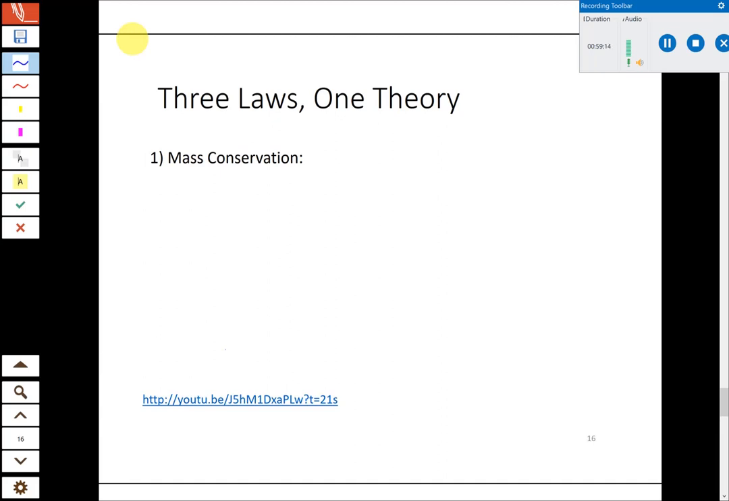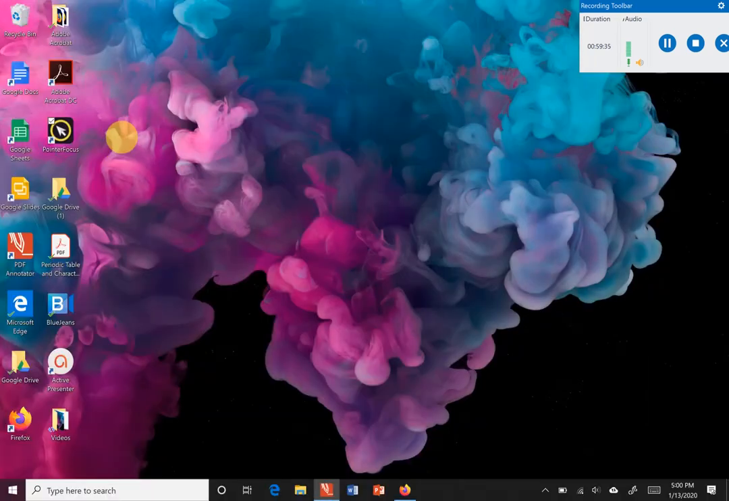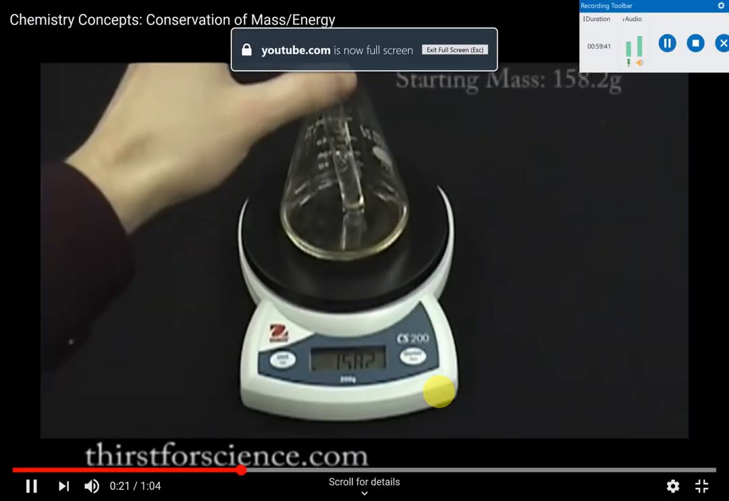The first mass law that we want to talk about, these are not necessarily in chronological order, but the first one that comes up is called the law of mass conservation. This is attributed to Antoine Lavoisier, who, as you might guess, is French. So this is the law of the conservation of mass. To introduce this, here is a video that will show you how this works.